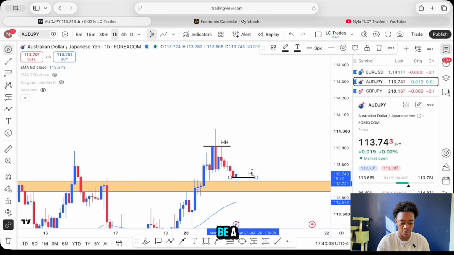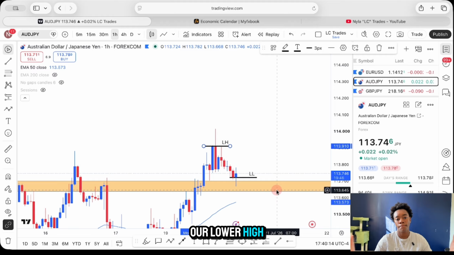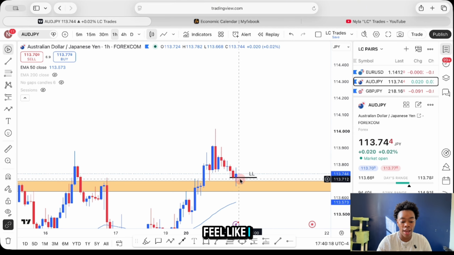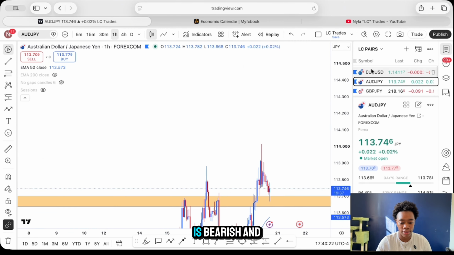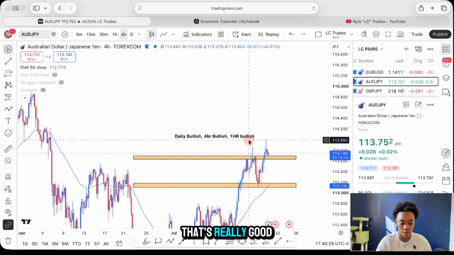There's going to be a lower low. This stays right here, it is going to be our lower high. Booyah. Sometimes I just got to break it down and show y'all because I feel like I understand it, but I want y'all to understand it. So right now, the 1 hour is bearish, and that's good for us. I'm going to break down why that's really good for us.